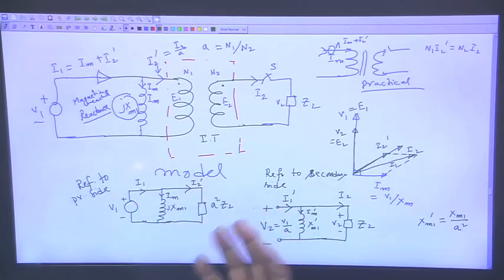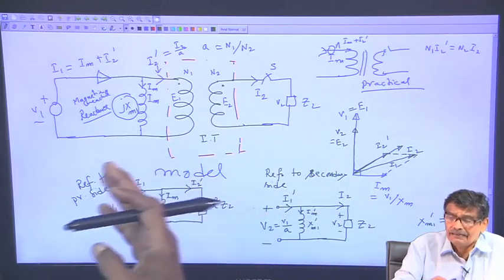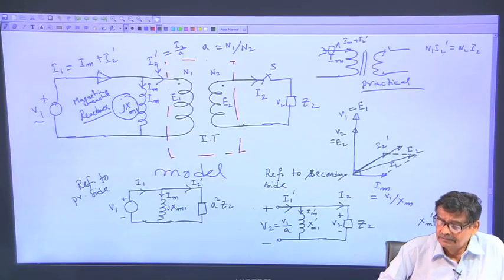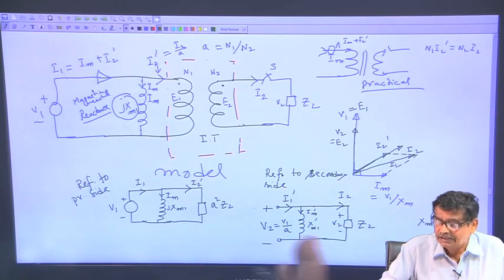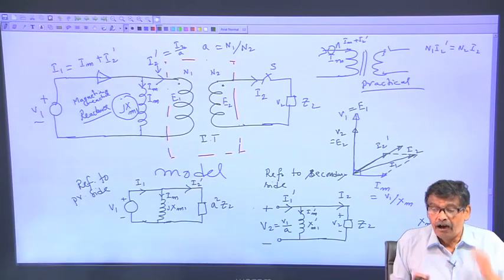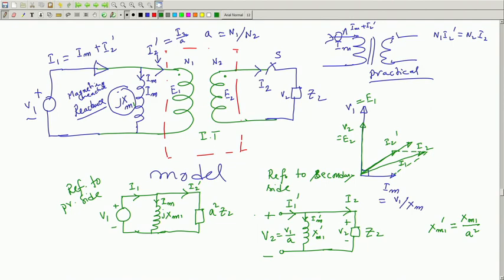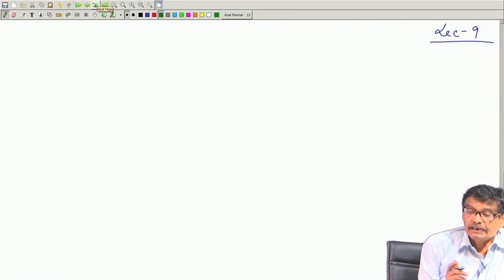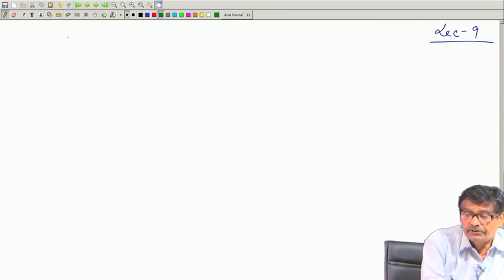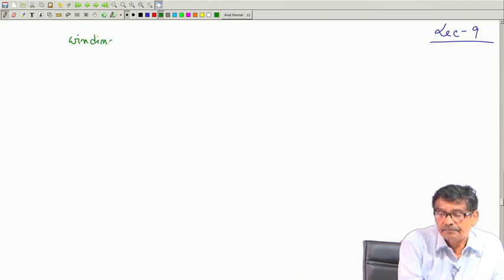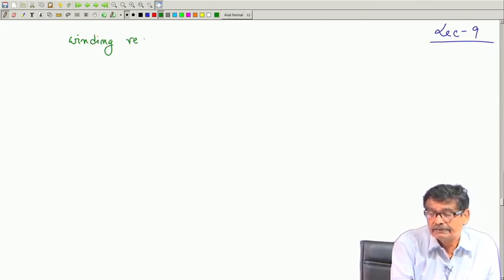So people always prefer to work on an equivalent circuit instead of drawing some coupled coils, then individually calculating it. We can do that, but this is a better way of doing things. Okay. After I have done this, our next reality which is present in a practical transformer is, let us assume, winding resistance. Till now I have neglected winding resistances.